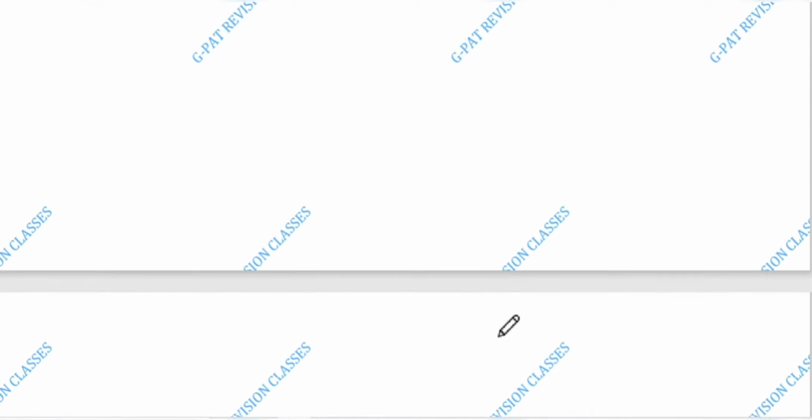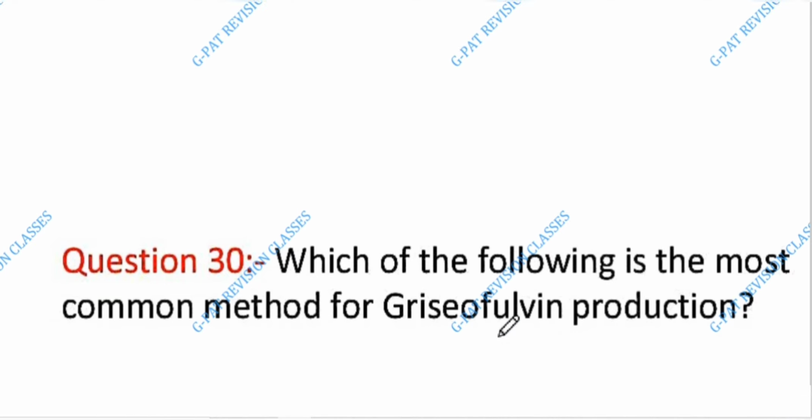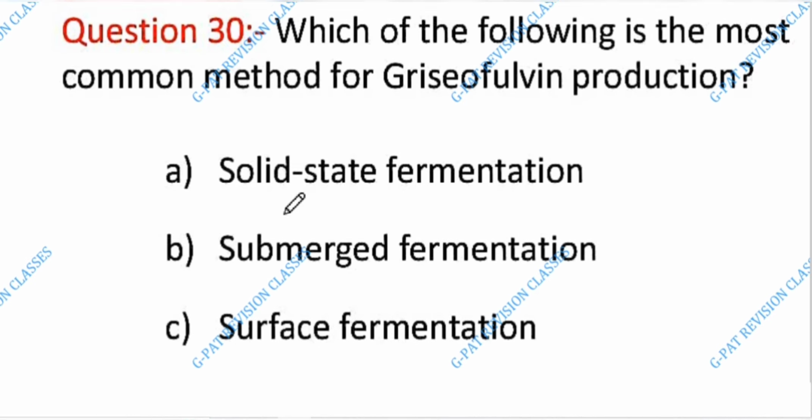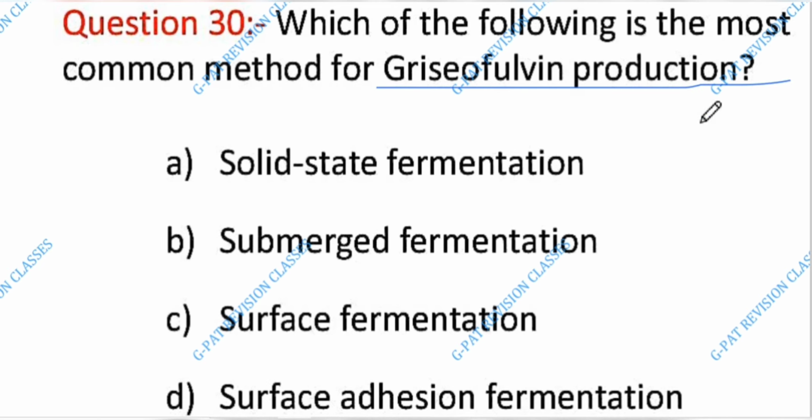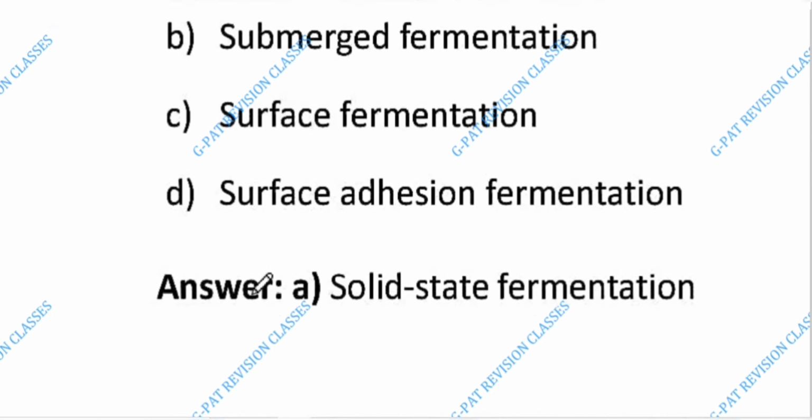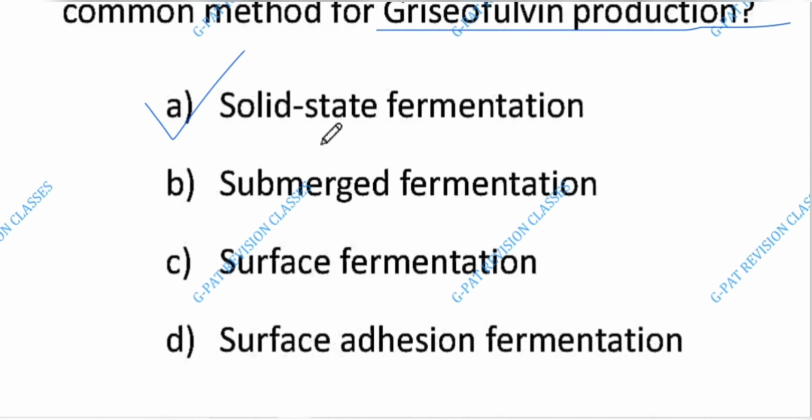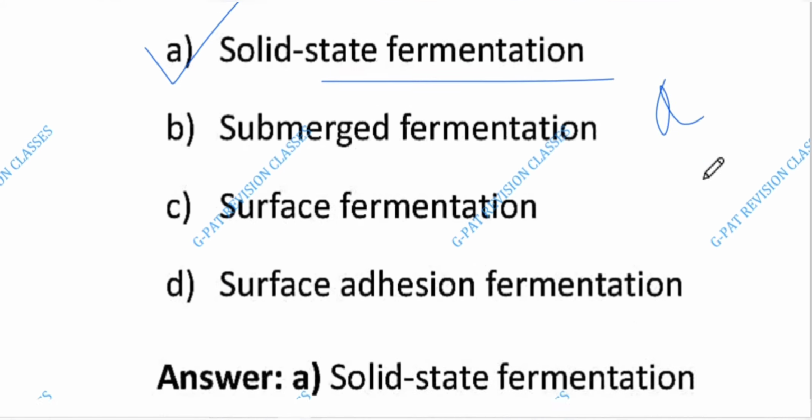Okay. Next is question number 30. Which of the following is the most common method for griseofulvin production? The answer is A. Solid state fermentation. The answer is A. Okay.